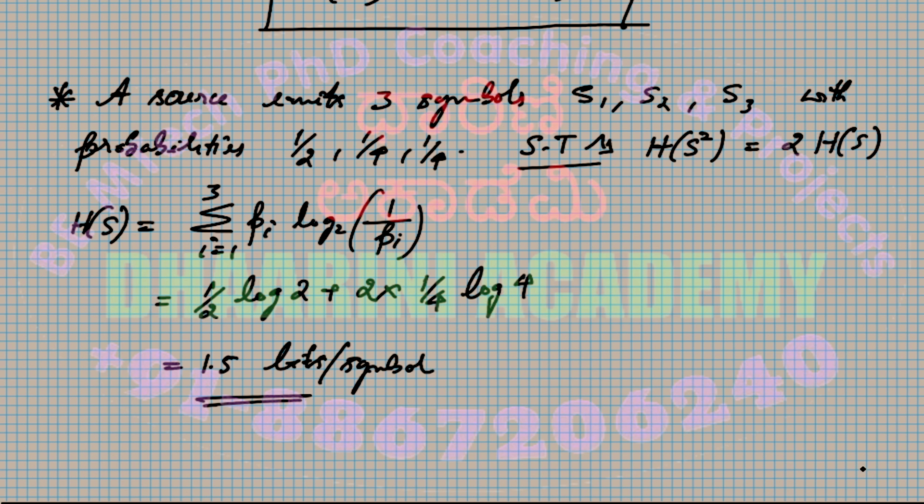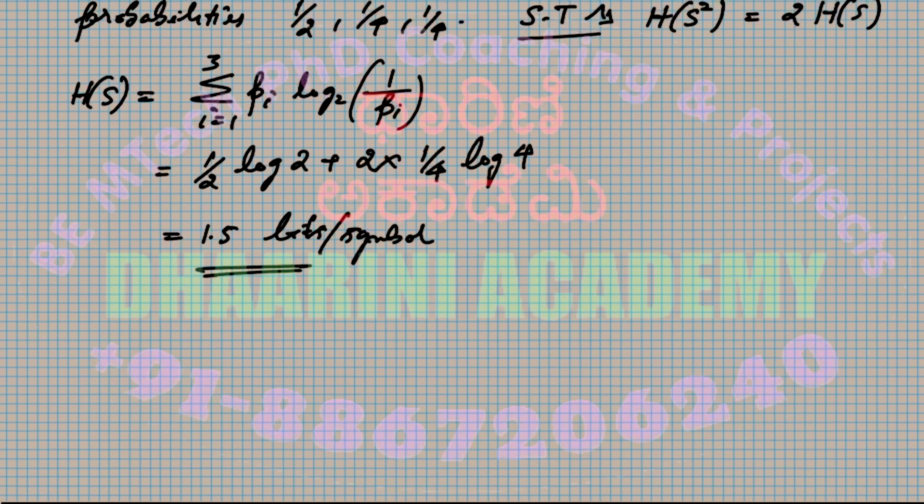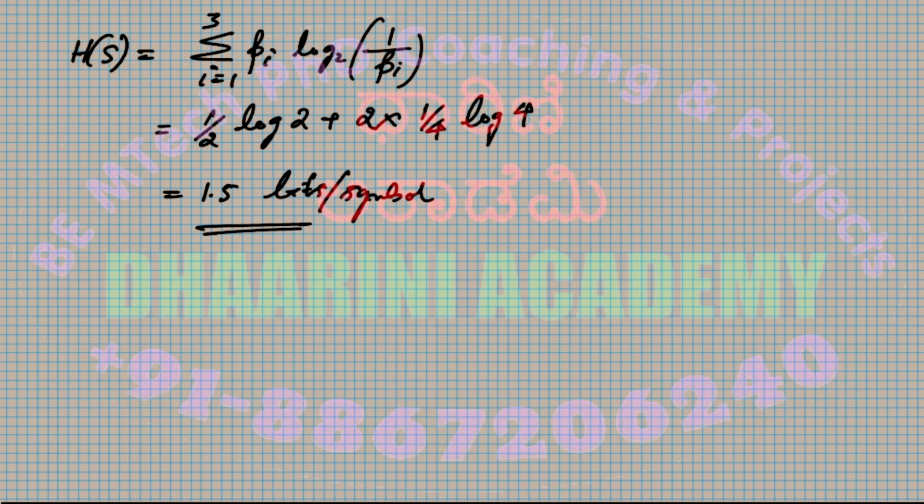Now we already know that H of S square, if somebody asks us to calculate, I simply do 2 into H of S, but that is not the question. Do the extension, calculate its entropy, and show that H of S square is equal to 2 into H of S. So we need to do the extension. What are the possibilities? There are 3 symbols, correct? So the second extension implies there will be 3 to the power 2 number of symbols.